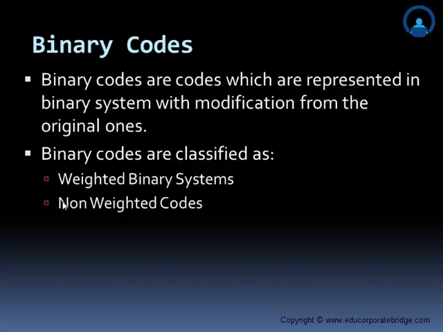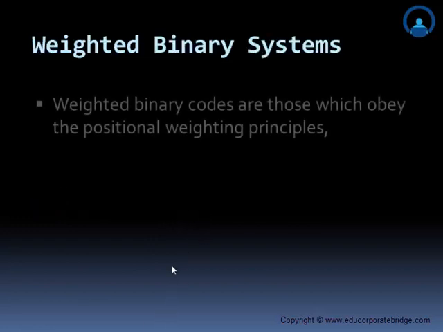So we'll have a detailed look on this. Before this, let's check out binary codes, types of binary codes, and what are the things that we can look into in these binary codes. First type is weighted binary codes, and the second one is non-weighted binary codes.